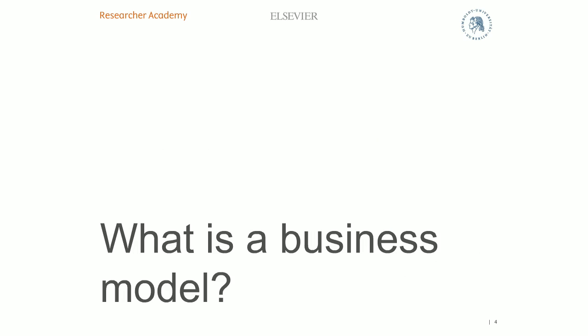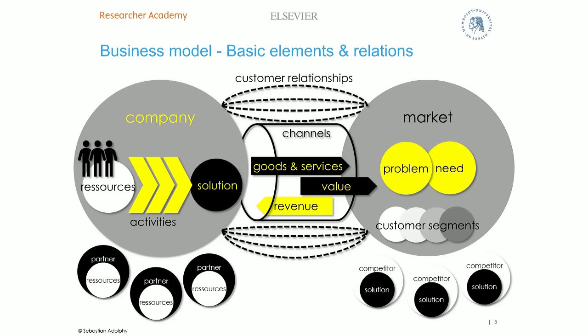So, first of all, a very short recap on what is a business model. What you see here is a model containing the basic elements and their relations within a business model. I will briefly explain these to you because they are important as an understanding for how Lean Startup is different from classical business development. So what you see here is on the left side a company.